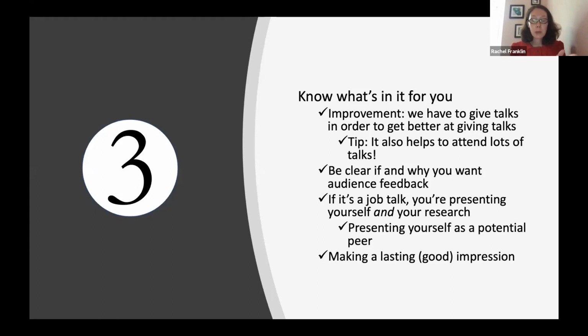And this is especially important when we talk about job talks or talks where we're interviewing for a job. Go to as many of those types of talks as you can so that you know both how people present, but also how the audience reacts and what the audience tends to be looking for.